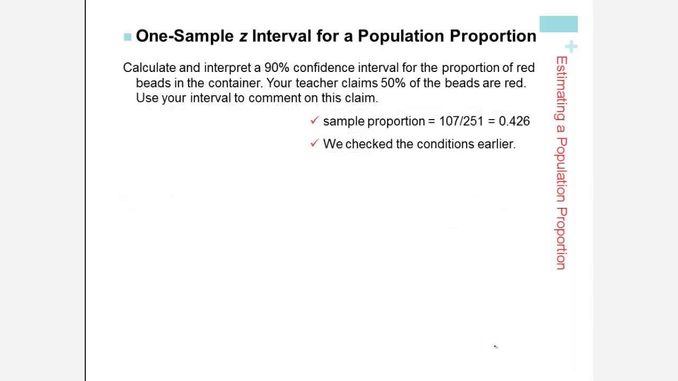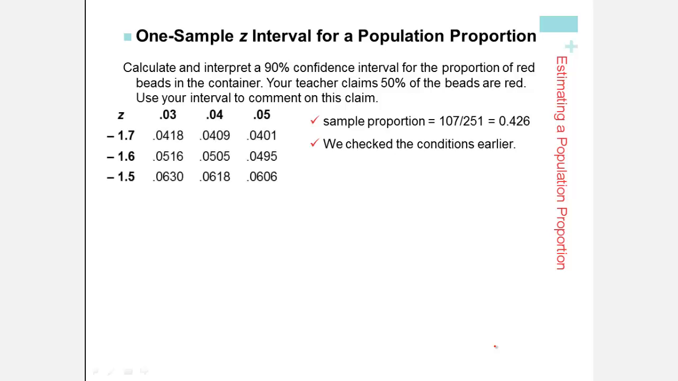So back to our example. I wanted to calculate and interpret a 90% confidence interval for the proportion of red beads in the container. I am claiming also that 50% of the beads are red. I want to use my interval to comment on this claim. So again, our p hat value was 0.426, and we checked the conditions earlier, so we don't need to go back through that.